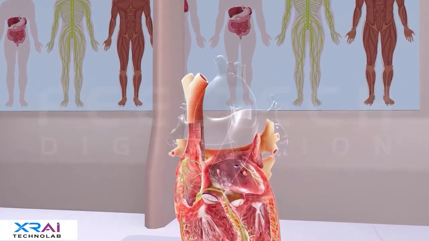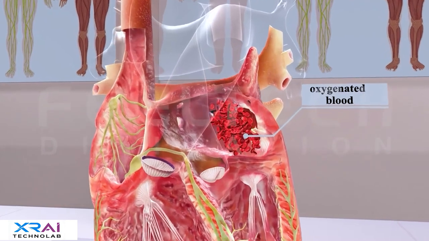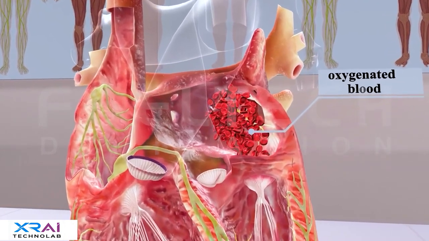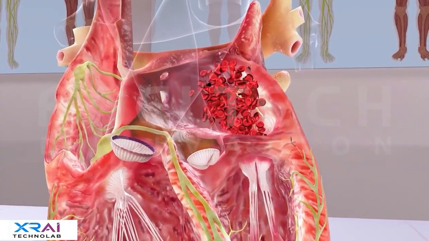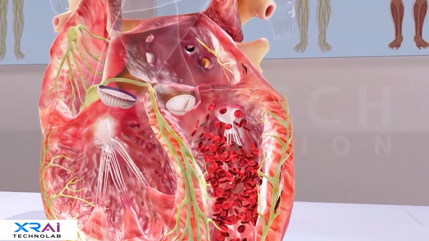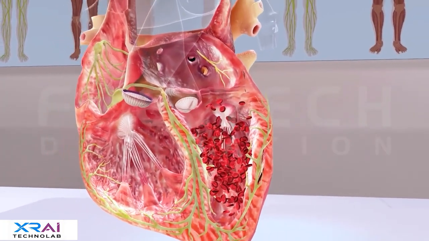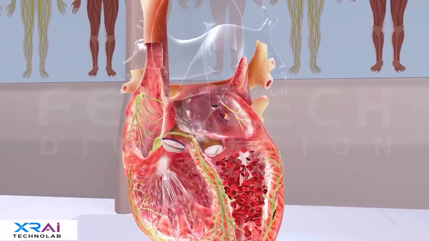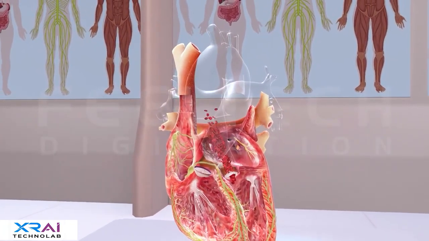the lungs. The oxygenated blood returns from the lungs by way of the pulmonary veins and goes into the left atrium. When the left atrium contracts, blood travels through the bicuspid valve into the left ventricle. The left ventricle is a very important chamber that pumps blood through the aortic valve and into the aorta.